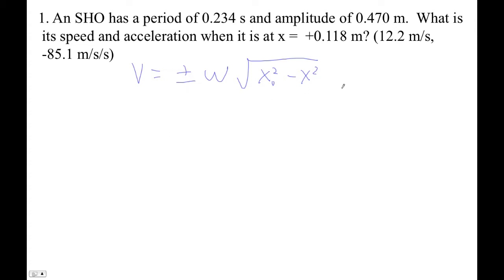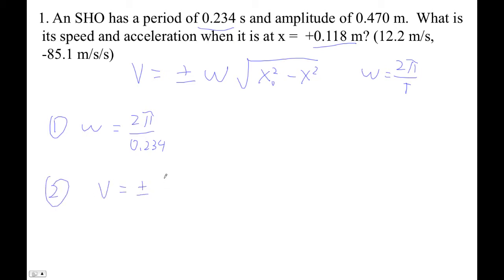So the other formula we're going to use with regularity here is that omega is 2 pi divided by the period. So that's my first step here: we have 0.234, so omega is 2 pi divided by 0.234. And then we want to find, when it's at 0.118, what's its speed? So now we just plug it into this. The speed is plus or minus 2 pi over 0.234, that's my omega, and then the square root of, here's our amplitude, so that goes in here.